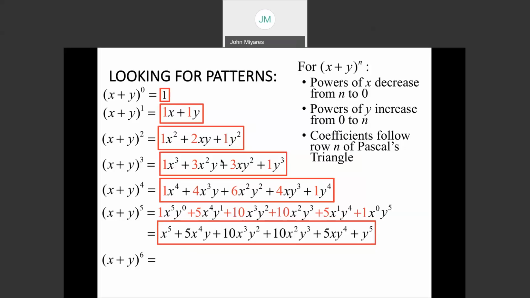Why don't you try and see if you can determine what (x + y) to the 6th power would be on your own for a minute? Go ahead and pause the video to try to give this a shot.